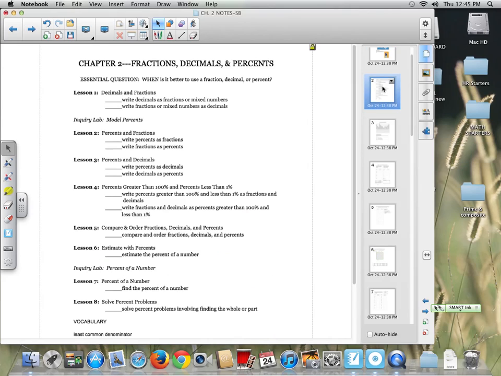All right, our next page is all the concepts we're going to be learning about. Look at our essential question. When is it better to use a fraction, a decimal, or percent? So we're going to learn about how they're all the same, which we've already been doing, and then you're going to decide later which would be the best to use. Today's lesson, we're going to focus on Lesson 1, decimals and fractions. We're going to write decimals as fractions or mixed numbers and fractions or mixed numbers as decimals.